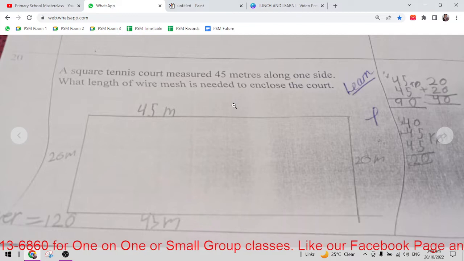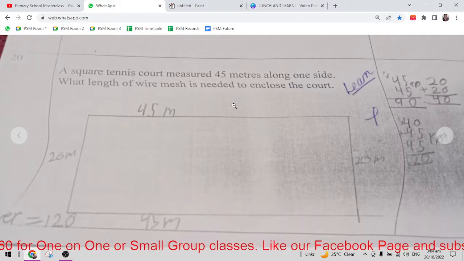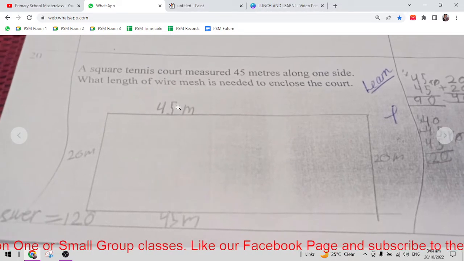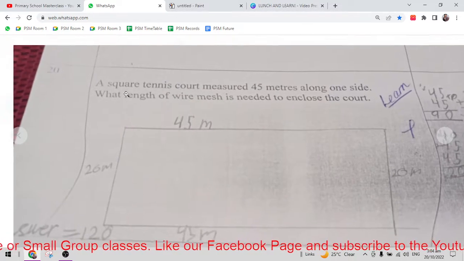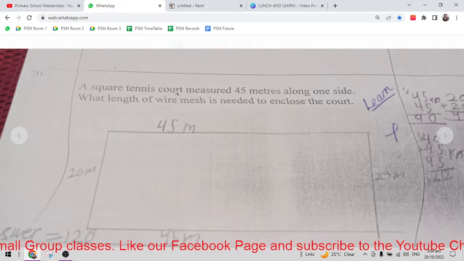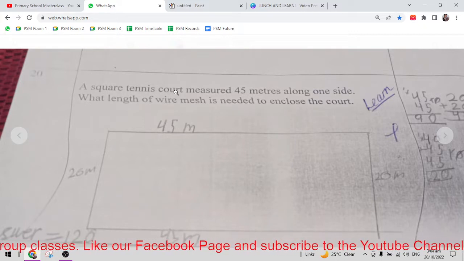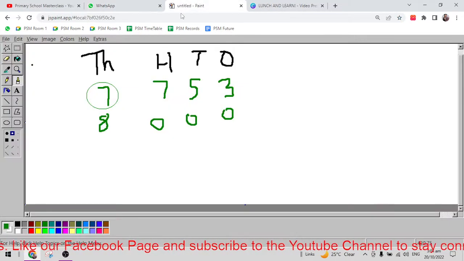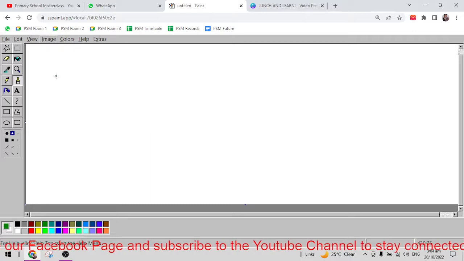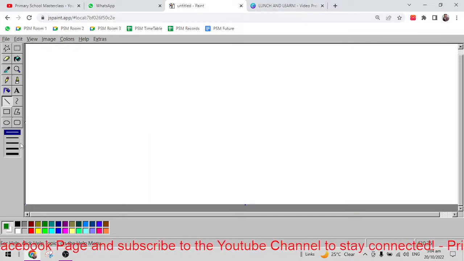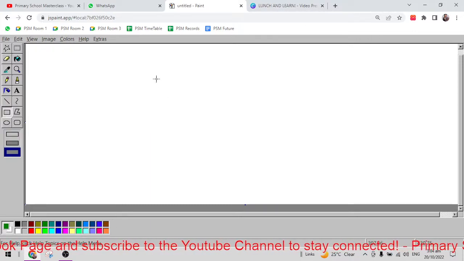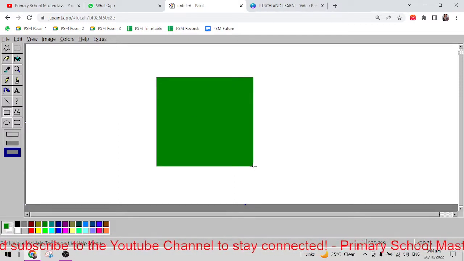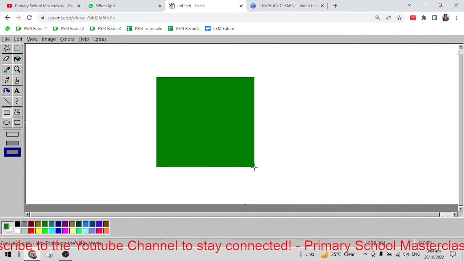So maybe you're trying to think about football or something because this is not a square, right? So check this. When they say a square tennis court, remember a square is a shape that has 4 equal sides. I'm a firm believer in drawing to understand your work more clearly. So if they say a square tennis court, trying my best to draw a square here. Tennis courts are normally lawn, right? So it's going to be green.